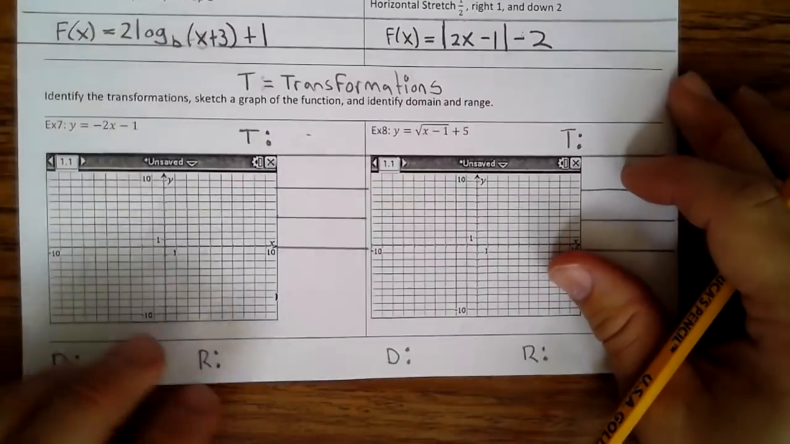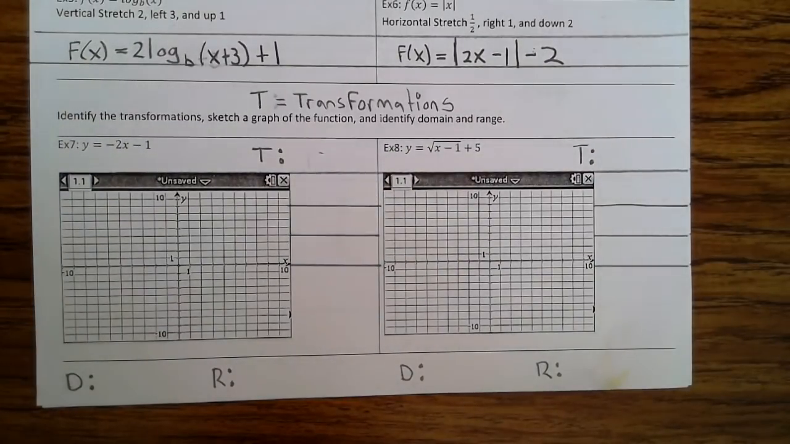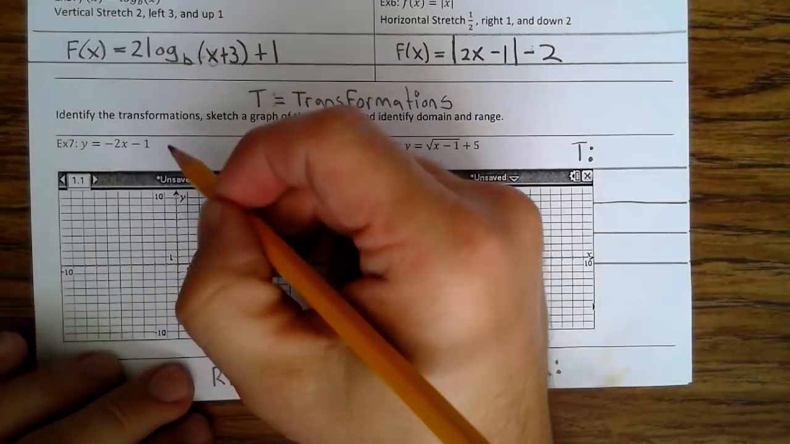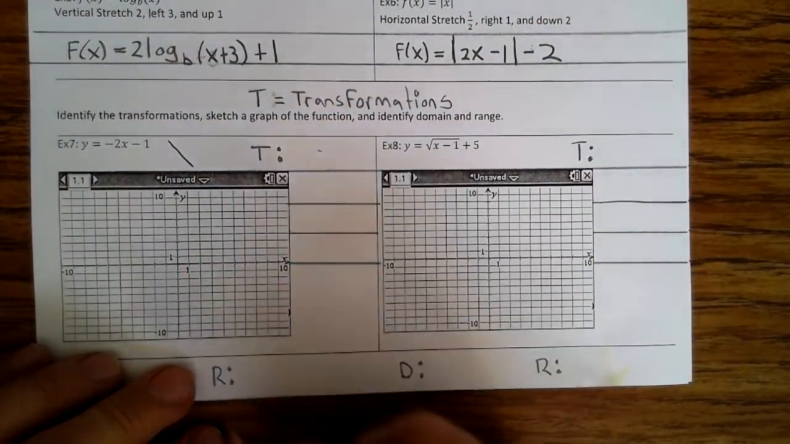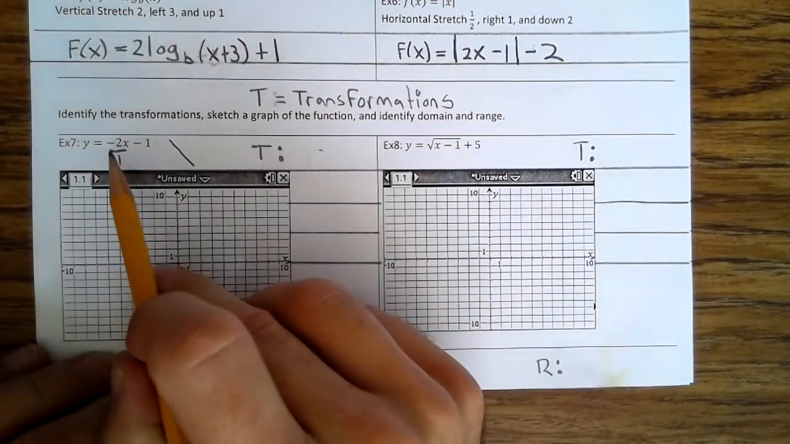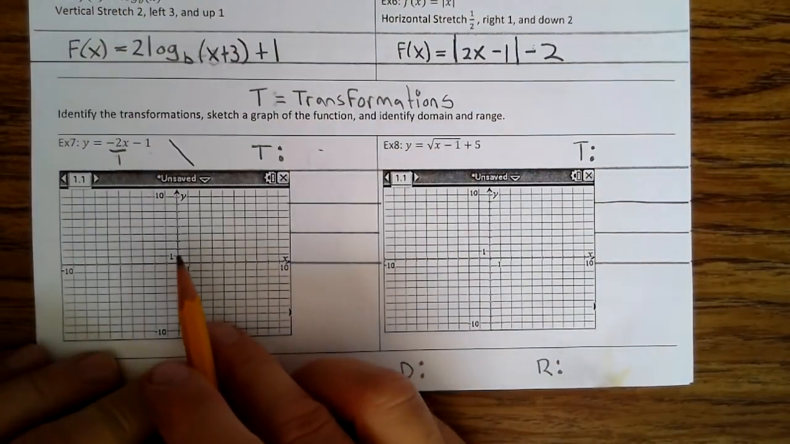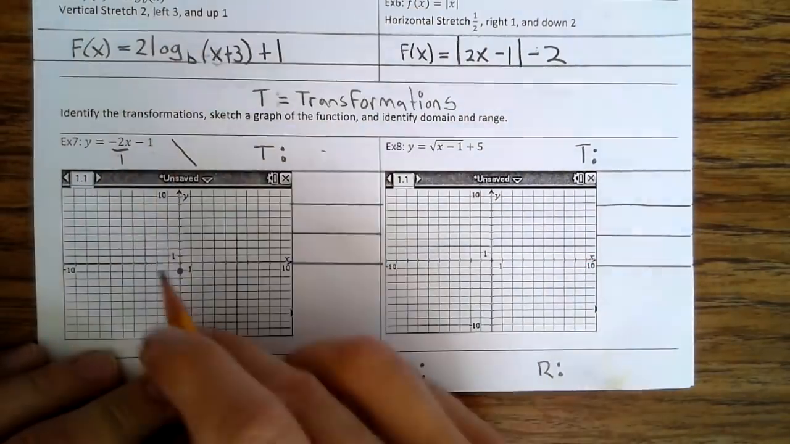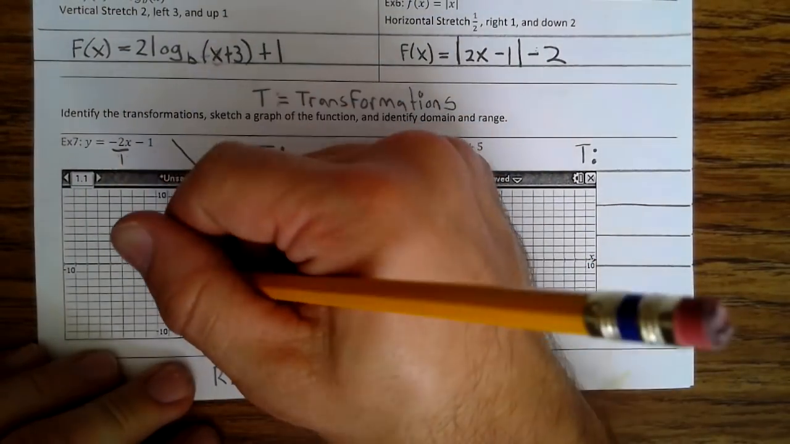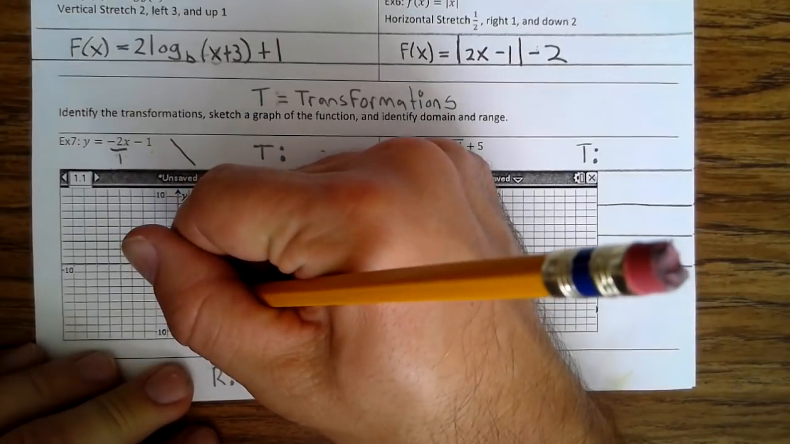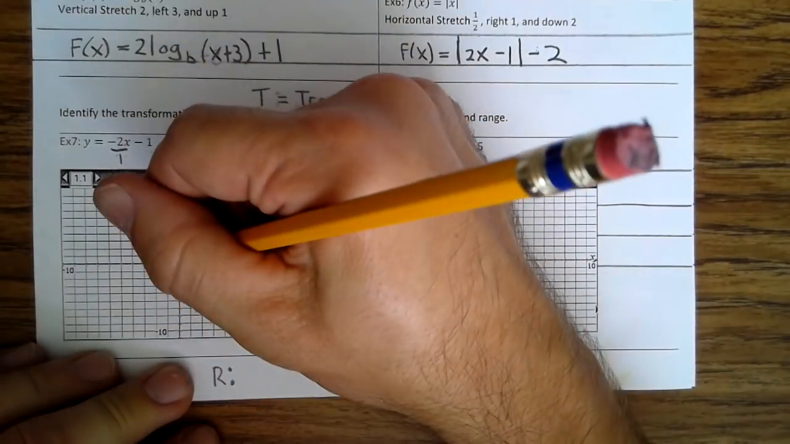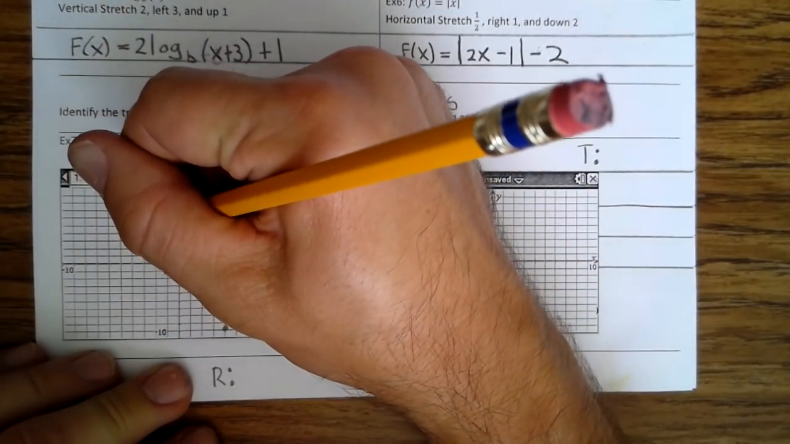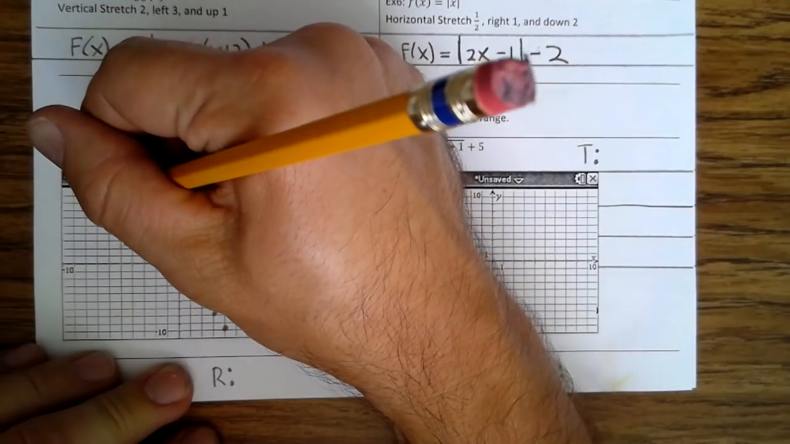Last examples. Identify the transformation, sketch a graph of the function, and identify the domain and range. So we know that this is a linear function. It's negative, so it's going down, okay? And we can use slope-intercept form to graph this, meaning the number in front of x is slope and the -1 is the y-intercept. So we start at -1, and the number in front of x is slope, so it's our rise over run. So we go down 2 to the right 1, repeating. And we can go the opposite direction, up 2 to the left 1, repeating.